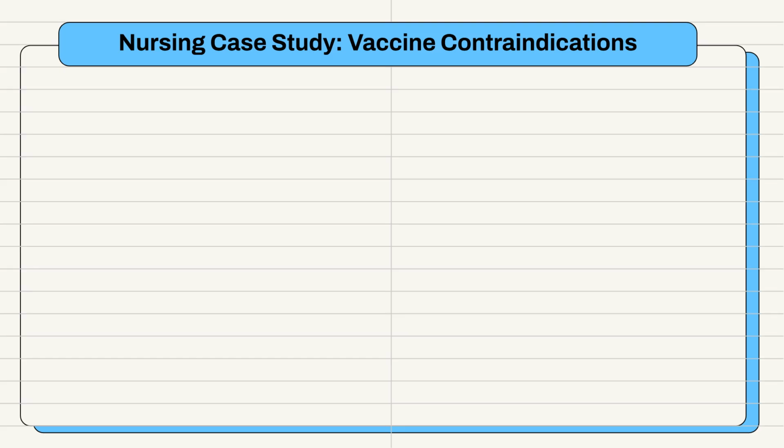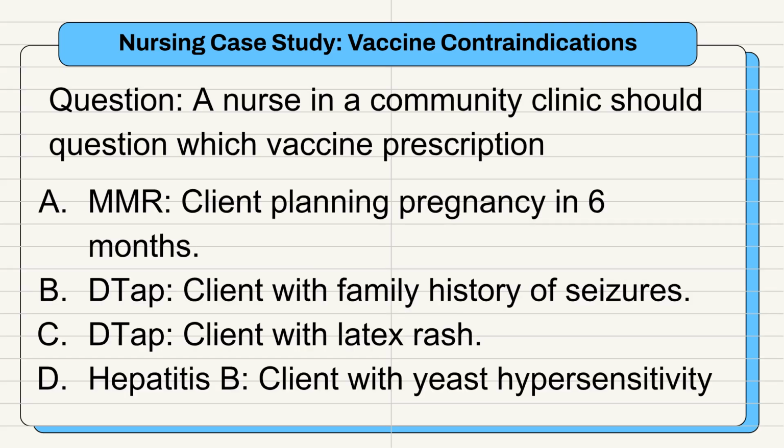Hey nurses, imagine you're in a busy community clinic and a provider hands you a prescription for a hepatitis B vaccine, but the patient mentions a yeast allergy. Do you administer it, or do you pause and question it?